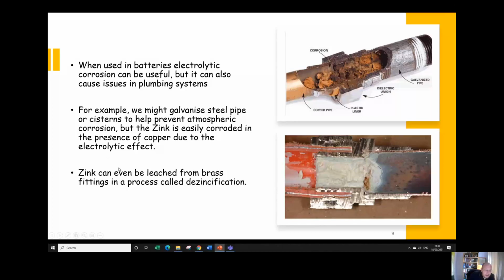You can even have zinc being leached out of fittings. For example, brass is a mixture of copper and zinc. It's an alloy, but the zinc can be leached out of the brass fittings in a process called dezincification, which you can see on the right here.